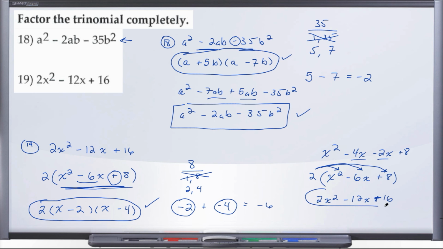And now does this trinomial match the original trinomial we started with? Yes, it does. So we know that our factoring was correct here. All right, this was 18 and 19.